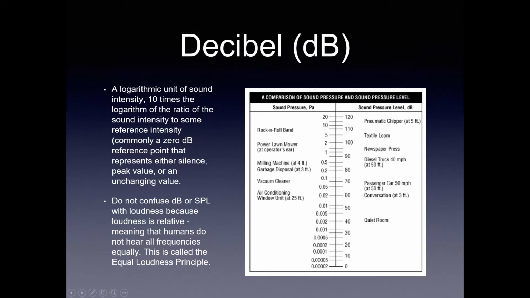So decibels are kind of a different unit. It's a logarithmic unit. Here it says the logarithmic unit of sound intensity, 10 times the logarithm of the ratio of the sound intensity to some reference intensity. All you really need to take into consideration is that it's not quite a typical unit where you just count like 1, 2, 3, 4. It's going to be logarithmic.